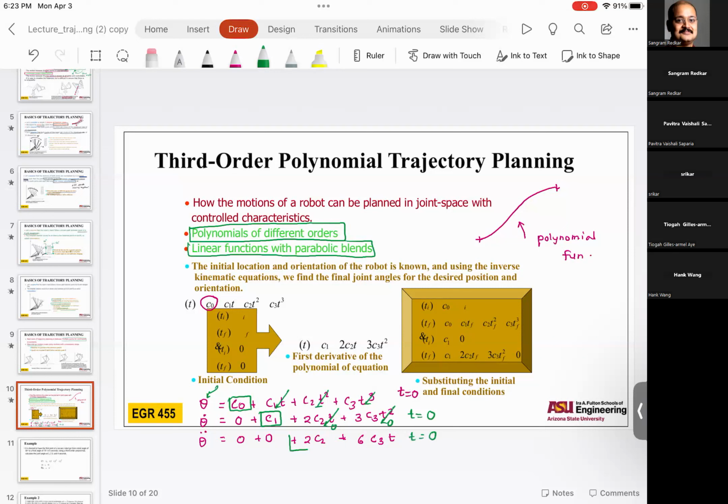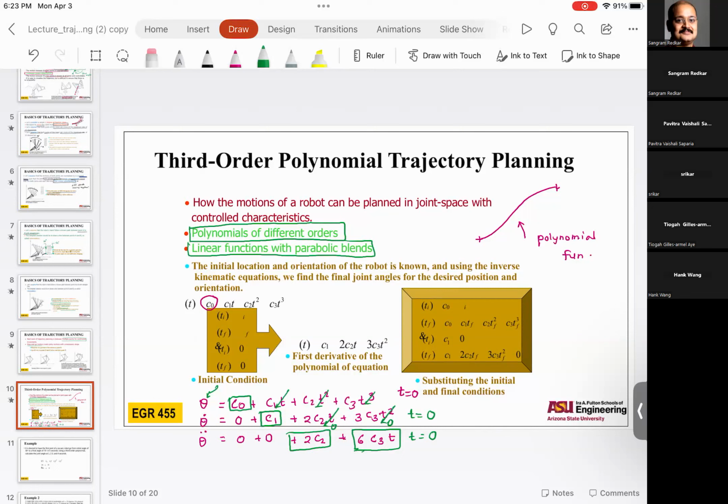Then I get value of C2, which is acceleration. And this value comes from something called the jerk. If you want to find out the value of jerk, then you get value of C2. And many a times, theta triple dot is jerk, and it can be treated as 0. So clearly the value of C3 is going to be 0.